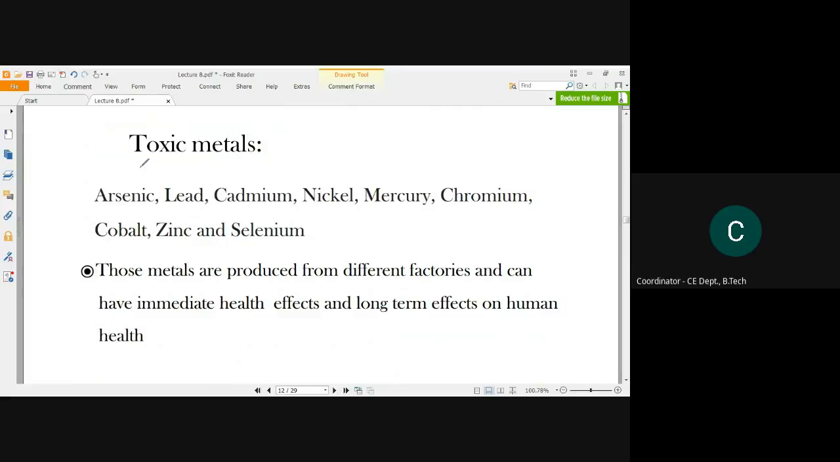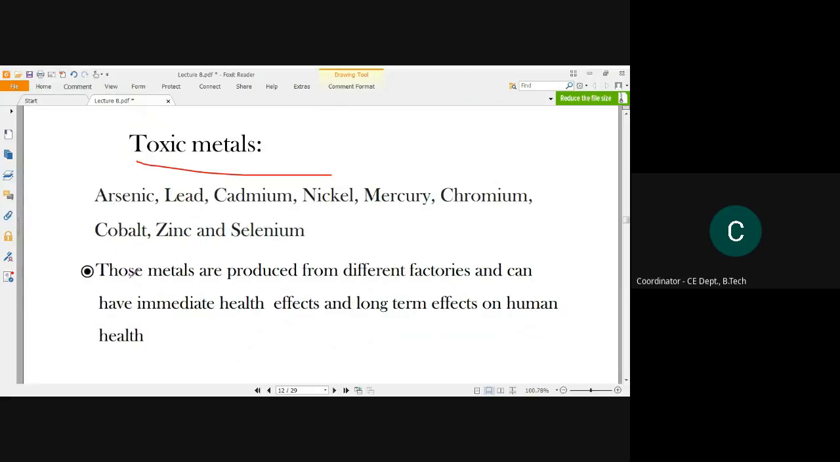Some toxic metals like arsenic, lead, cadmium, nickel, mercury, chromium, cobalt, zinc, and selenium. These toxic metals contribute to pollution, harming the soil. They can cause soil pollution and water pollution. They are not particularly involved in air pollution, but they do get involved in other pollutions as well.